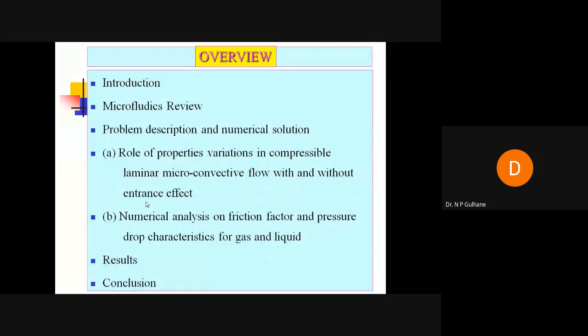So this session will start with an introduction of this microflow, a review of microfluidics in the past, and how many people have worked on this microchannel flow cooling technology. Then how this problem is defined through flow through a microchannel, and how this cooling technology helps us improve the performance of gas turbines in aerospace engineering, and increase the life of electronic components in radar applications and the defense sector.